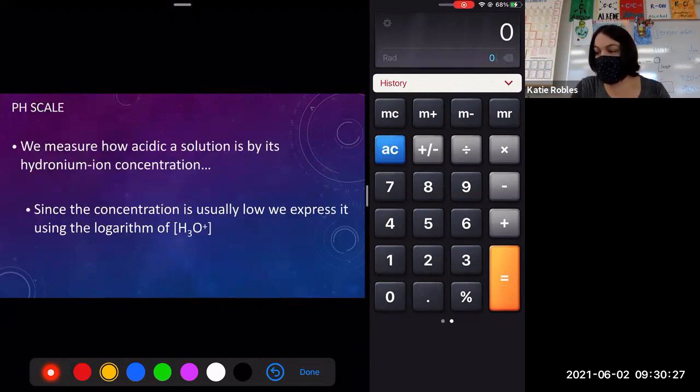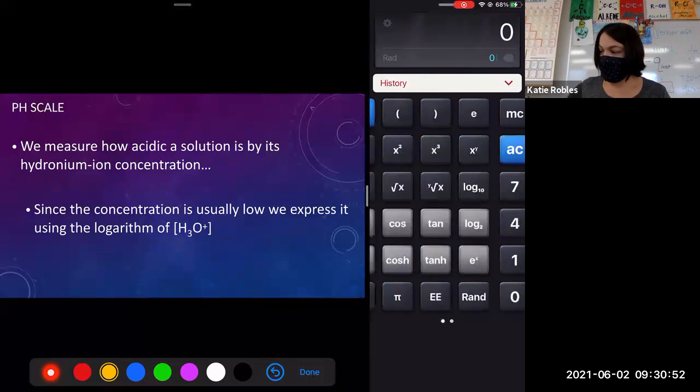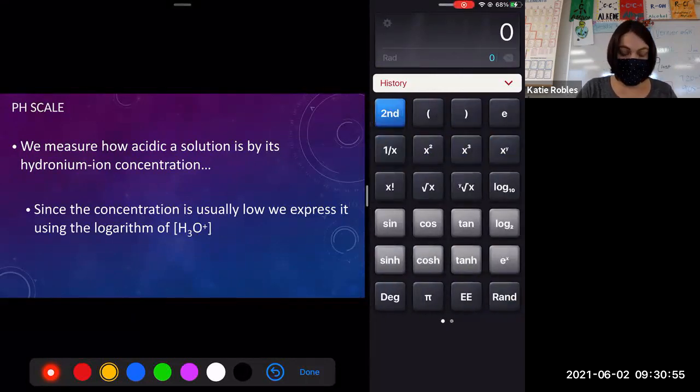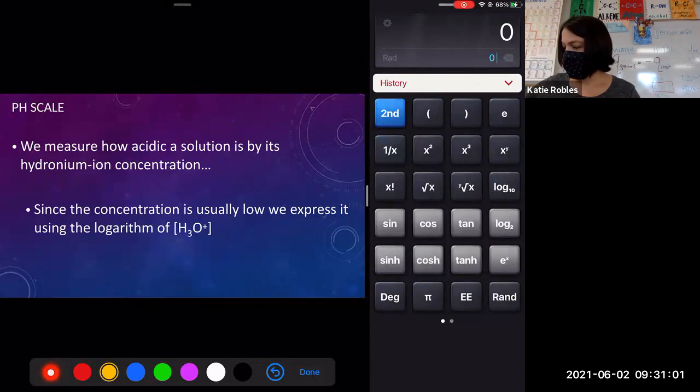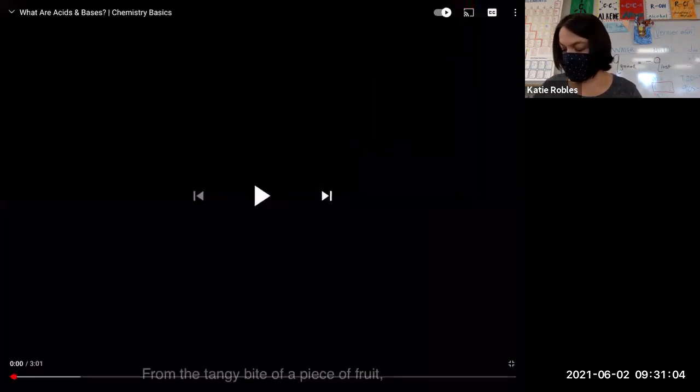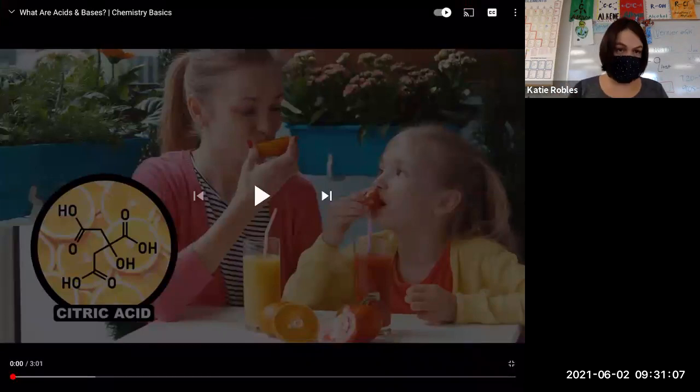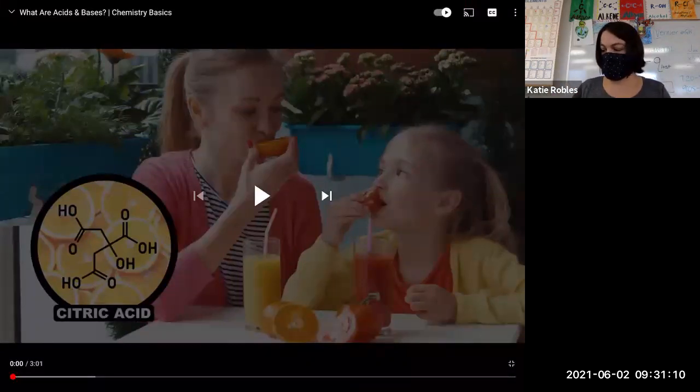All right, so we measure how acidic or basic something is by using the pH scale, all right? And this pH scale is based on a logarithm of H3O+. If you have not learned logs yet, that is okay. I'm going to show you how to use logs in your calculator. Log is on my calculator here where it says log with the little 10 after it. The log with the little 2 after it is something different. All right, let me show you this video and pay very close attention to what I just kind of talked about, this logarithm thing.